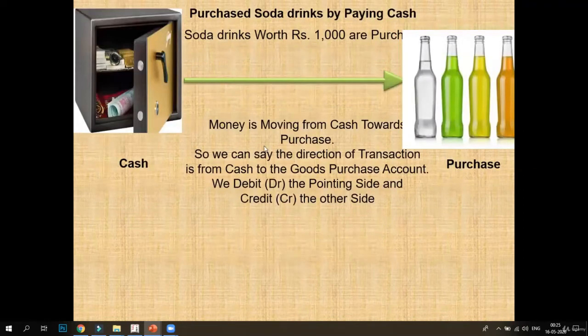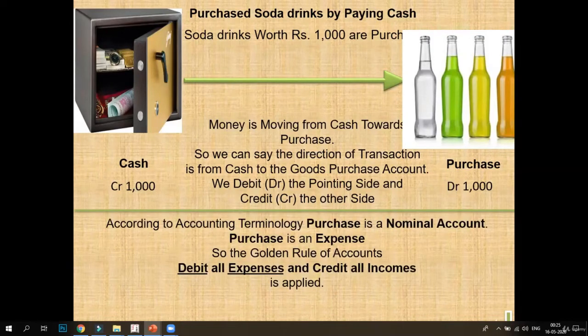Now my second transaction: the company purchased soda drinks by paying cash. Here cash is going, the real account is decreasing, and my purchase account, that is my expense account, is coming in. For expense, this is a nominal account, and the nominal account will be debited, and the cash is going out, so it will be credited as it belongs to the real account.